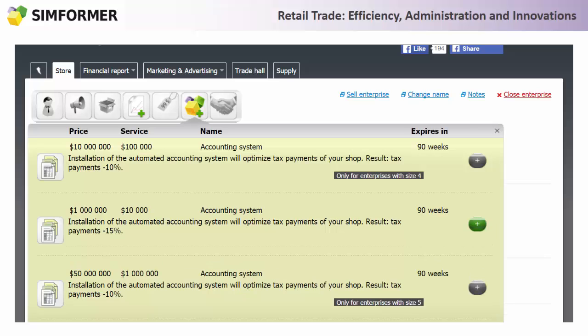An additional bonus is that you can buy and install an accounting system that will result in decreased tax payments. It also will cost 1 million and the service will cost 10,000 every turn. As you increase the size of your store, the price for the innovation or business booster will also increase.